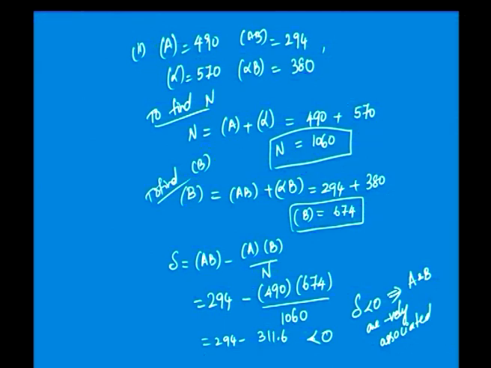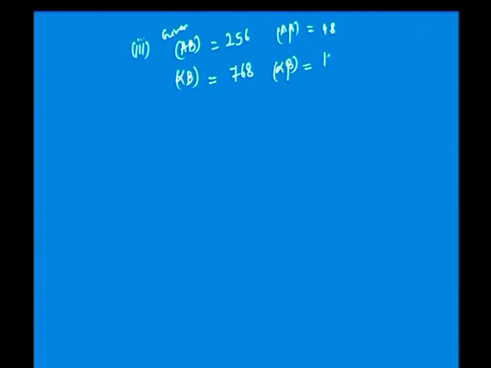Negatively associated. This is the conclusion we arrive at for the second subdivision. For the third subdivision, you are given AB is equal to 256, alpha B is equal to 768, and A beta is equal to 48, alpha beta is equal to 144. Except AB, no value is given directly. So, we have to find out everything.